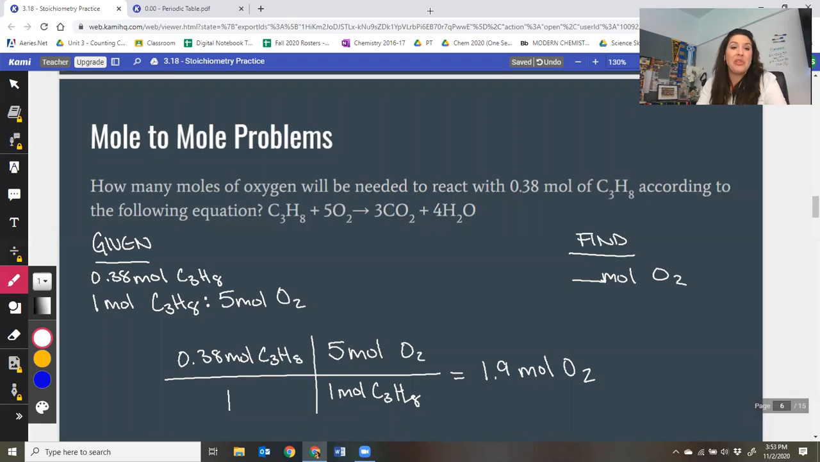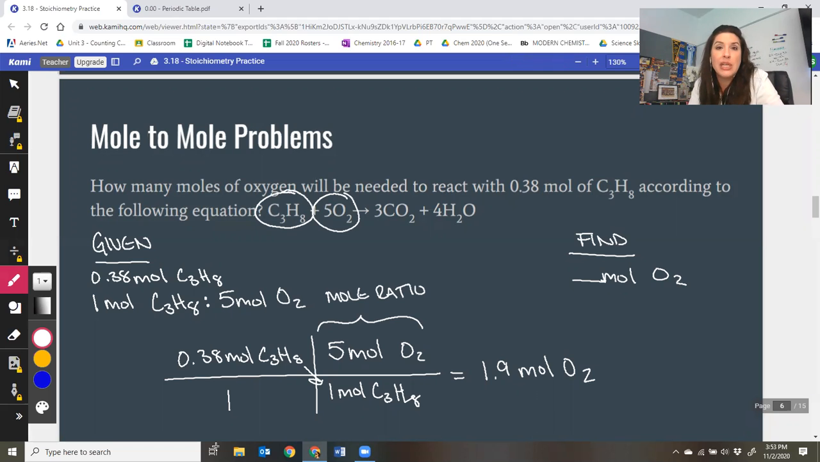I started with 0.38 moles of C3H8 in the top and set it over 1, so it'd be treated like a numerator. Then in the next step, I found the mole ratio from the balanced chemical equation. It says that 5 moles of oxygen need to react with an implied 1 mole of C3H8. So I used that mole ratio here, and I chose to put C3H8 on the bottom so that it would cancel out. Now, if I were to do the math, I'd be left in units of moles. And when I punched that into my calculator, I got 1.9 moles of O2.